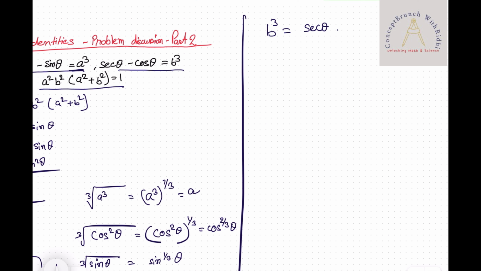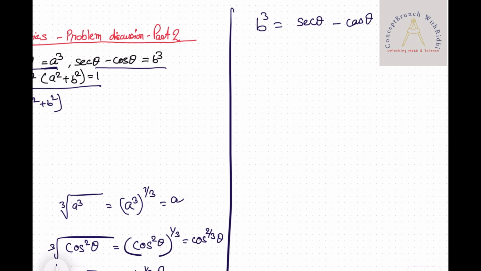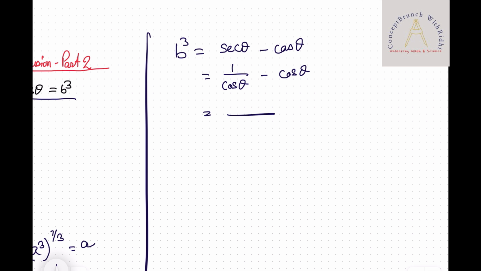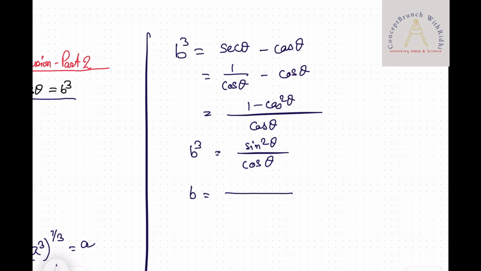Secant theta minus cos theta. What can we write here? We can write 1 over cos theta minus cos theta. Let's take an LCM. It will be cos theta and 1 minus cos square theta, right? 1 minus cos square theta we can write as sine square theta divided by cos theta, and this is your b cube, right?